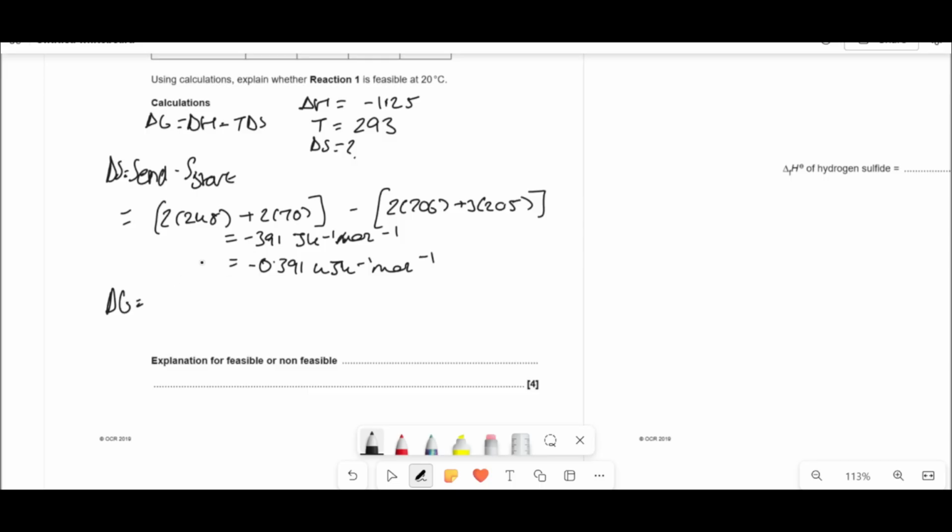Delta G is going to equal delta H, so minus 1125, minus temperature 293 times delta S, which is minus 0.391. If we do that, we get minus 1010 kilojoules per mole. And the question is asking if it's feasible or non-feasible. Well, it's feasible because delta G is less than 0.